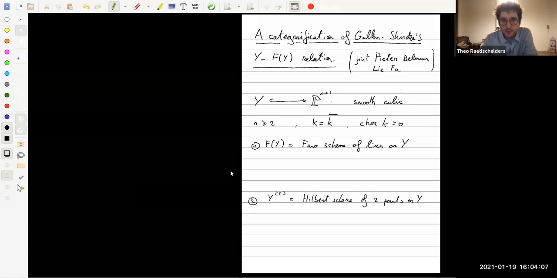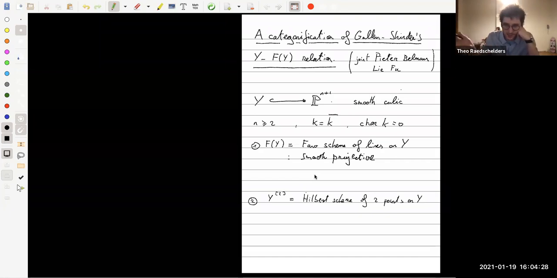A smooth cubic, again smooth. So this is smooth projective. Of course, we know that if Y is a surface, then we get exactly 27 lines.